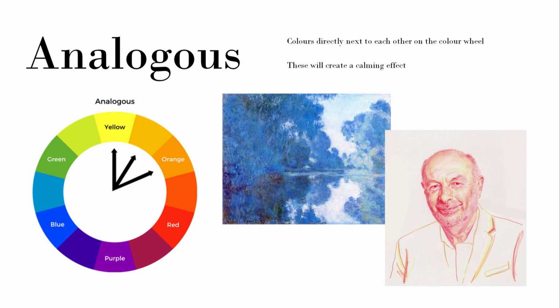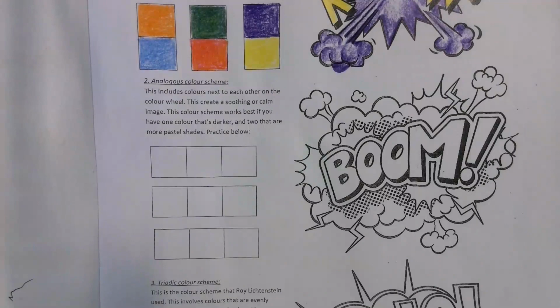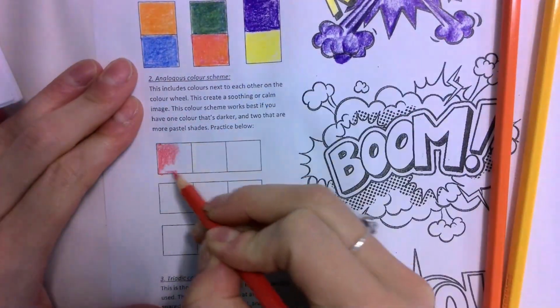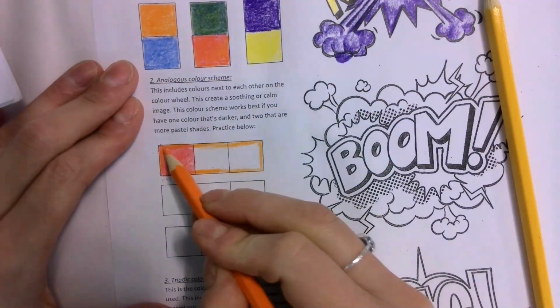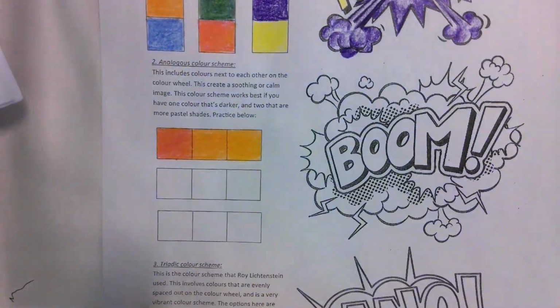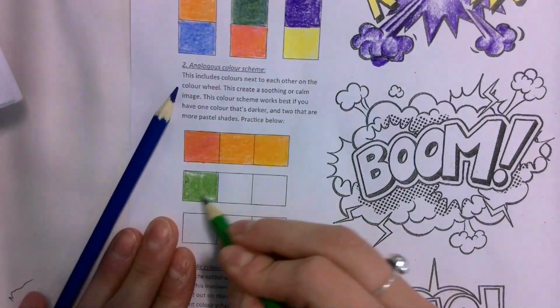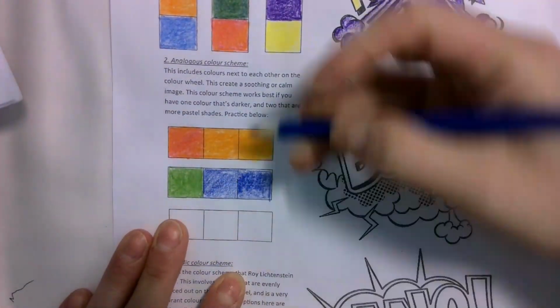The next color scheme is analogous. These are colors directly next to each other on the color wheel. This will create a soothing effect. Analogous colors mix very well together, so you can create gradients easily. An example of this color scheme is blue, blue-green, and green.